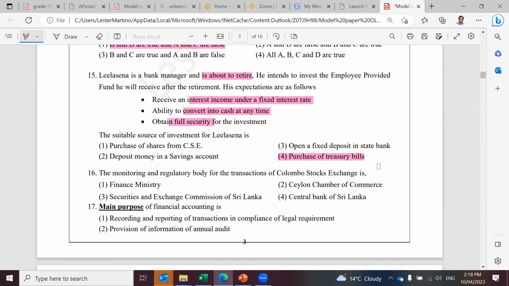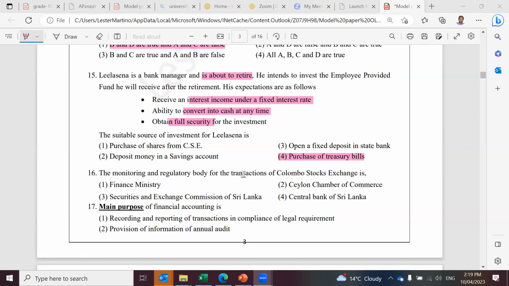If you open a fixed deposit, you cannot get cash as and when you want. If you invest money in the stock market, the market can crash, so you cannot get a fixed amount of money. If you deposit money in a savings account, you are not getting 100% security for savings. Right, we'll move on to the next one. The monitoring and regulatory body, this can be tested.